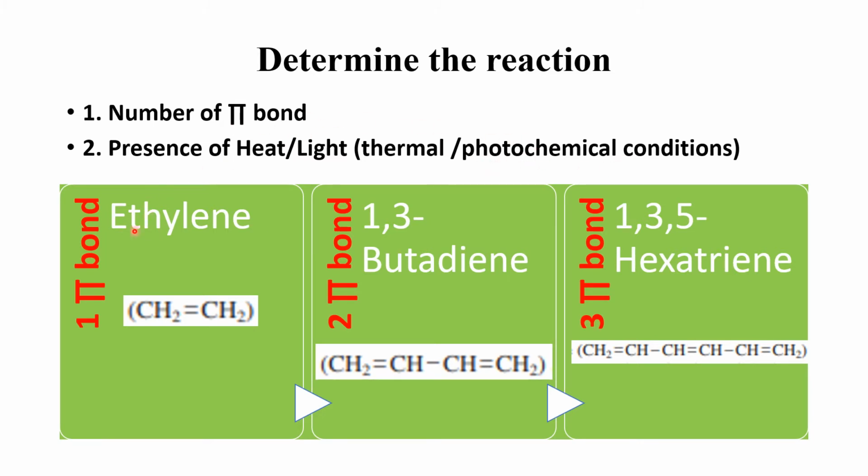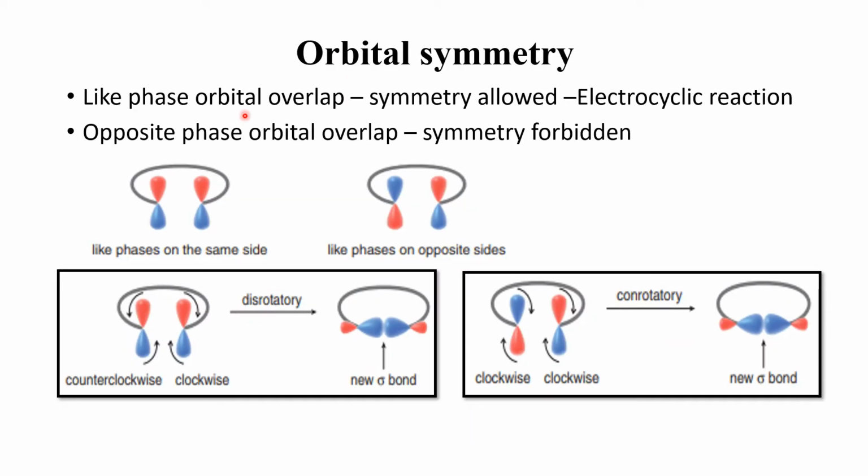If you take ethylene, in this compound you will get only one pi bond. If you see 1,3-butadiene, in this compound we will get 2 pi bonds. If you see 1,3,5-hexatriene, 3 pi bonds are there. Okay, what is there in that? Because of that, what is happening here?